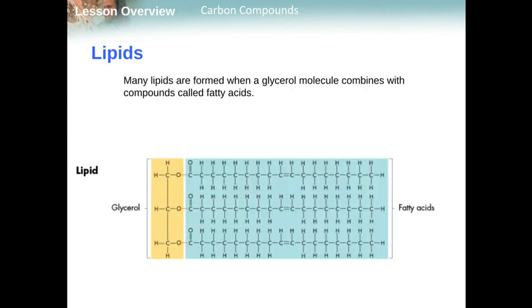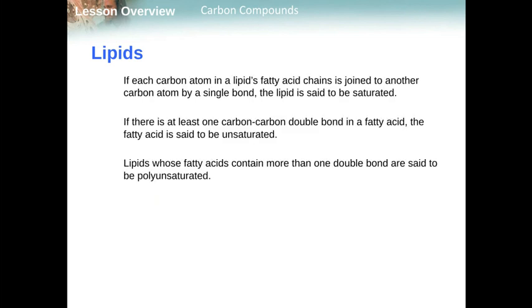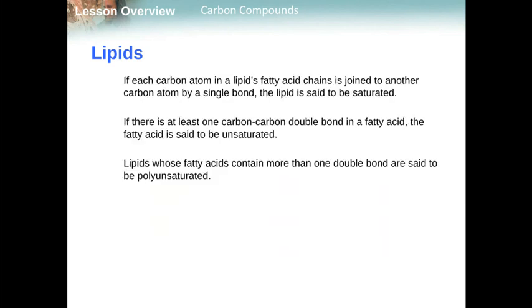Okay, so we have right here just this basic drawing of a lipid. So we have a glycerol head, and then we can have three what are called fatty acid chains right here. Sometimes we only have two. Now, if each carbon atom in a lipid's fatty acid chain is joined to another carbon atom by a single bond, the lipid is said to be saturated. Okay, so this single bond, just to recall, is represented by one line right here. Now, if there is at least one carbon-to-carbon double bond, the fatty acid is said to be unsaturated.